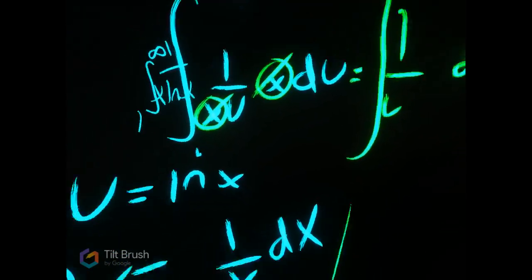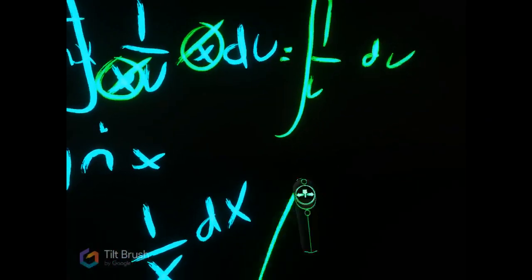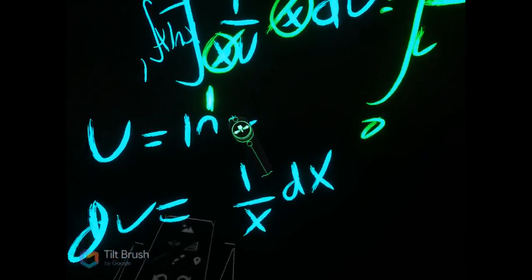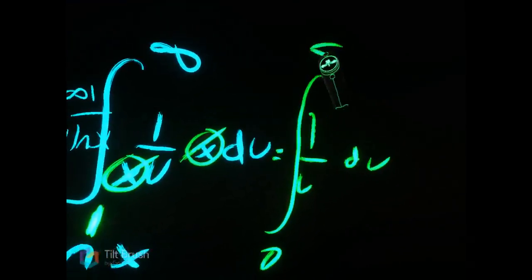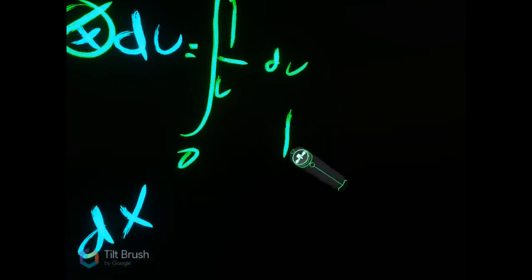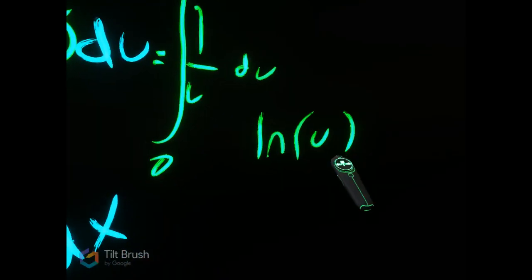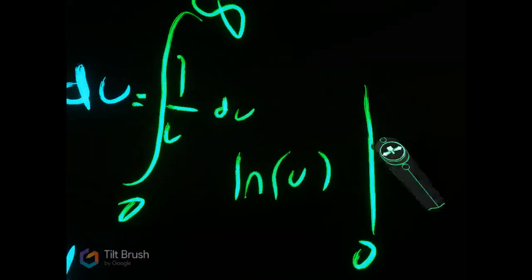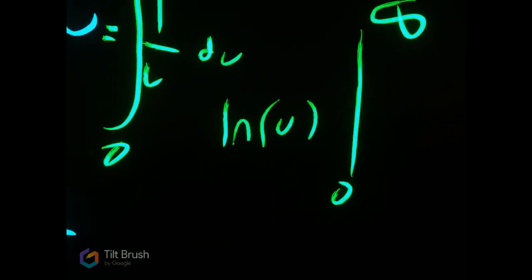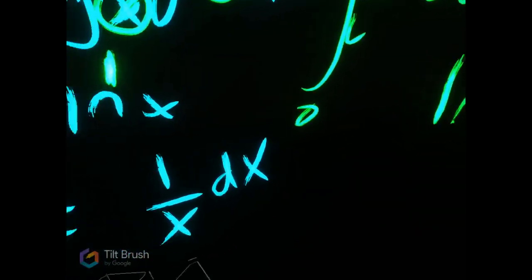Equals the integral of 1 over u. But now we must change the bounds. So we have 0, because ln of 1 is 0, and ln of infinity is just infinity. So now I have ln of u evaluated from 0 to infinity. So you're going to get infinity minus infinity, which is just infinity. So I think that's the answer.